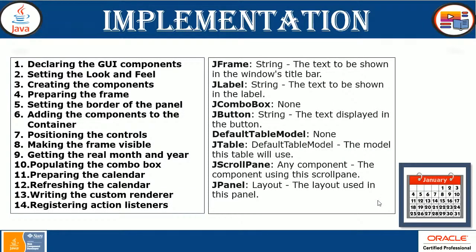Now let's take a look at the implementation. There are a few steps we are going to work on for creating a calendar. Declaring the graphic user interface components like JFrame for the text to be shown in the window title bar, JLabel. First we are going to create a frame and then we have the label, the text to be shown in the label, to provide the complete captions of all the objects. The JComboBox and JButton, the string text displayed in the button. DefaultTableModel, JTable, the model used for the table, scroll pane, the component used for the scroll pane, JPanel, the layout used in this panel.